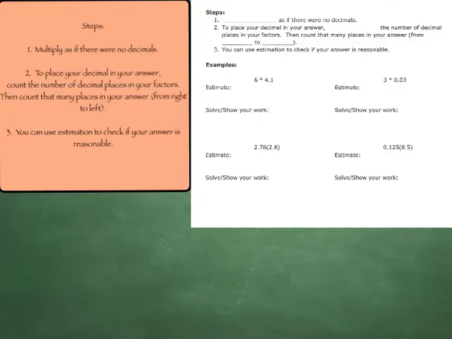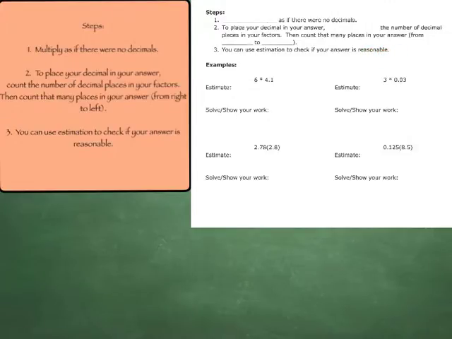Let's begin by filling out your notes for today. Step 1, you need to multiply as if there were no decimals. Step 2, to place your decimal in your answer, count the number of decimal places in your factors. Then count that many places in your answer from right to left. Step 3, you can use estimation to check if your answer is reasonable.